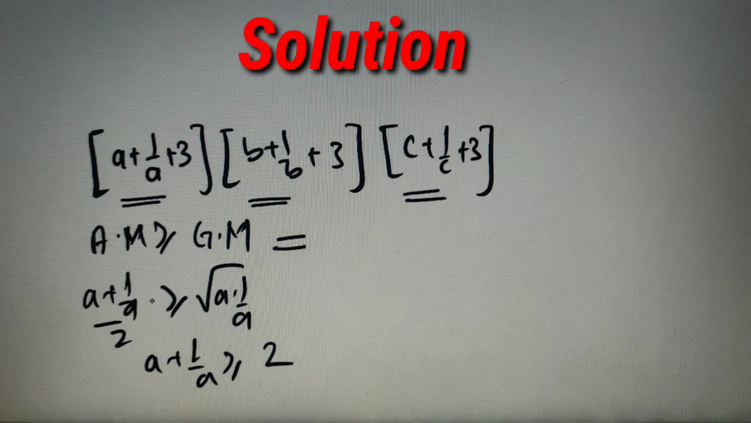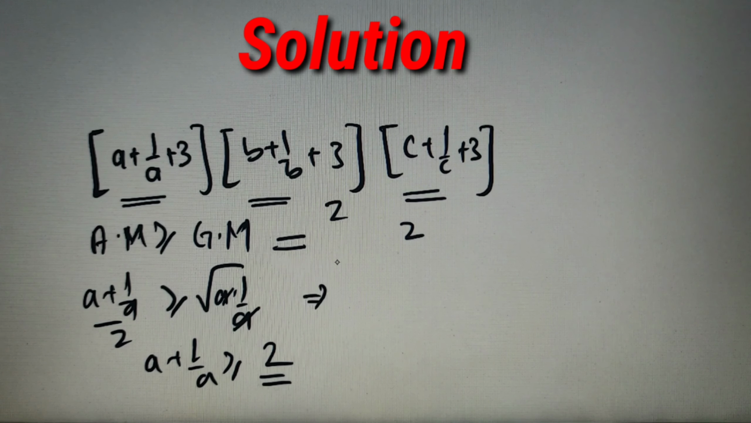So we've got (a + 1/a)/2 is always greater than or equal to the square root of a into 1/a. So from here, a and a will get cancelled, and we'll get root 1, and this 2 will get transferred over here. So we've got the minimum possible value of a + 1/a as 2. Now we don't have to find the minimum possible value of b + 1/b and c + 1/c, because they will also be equal to 2, because the expression is the same, just the variables are different.